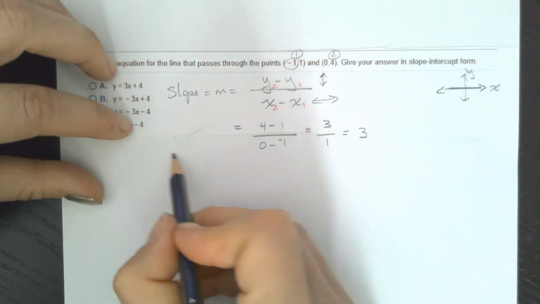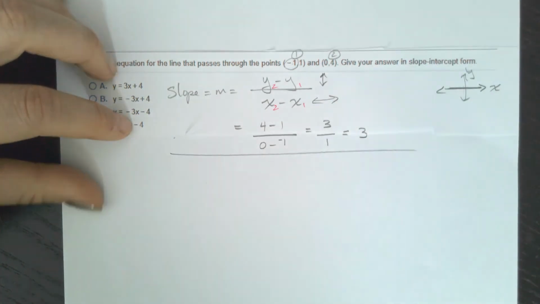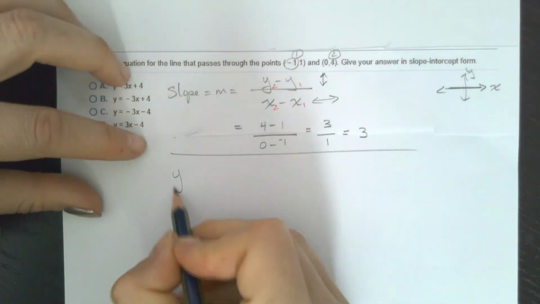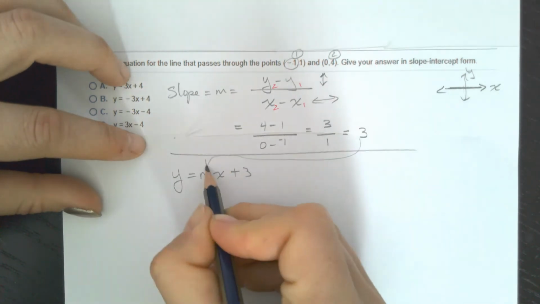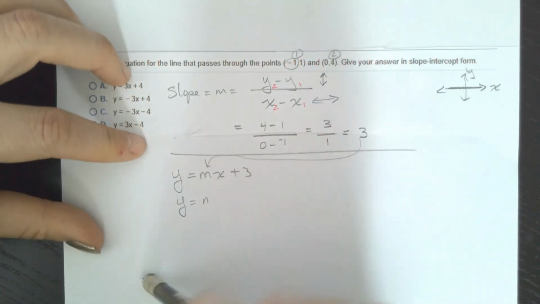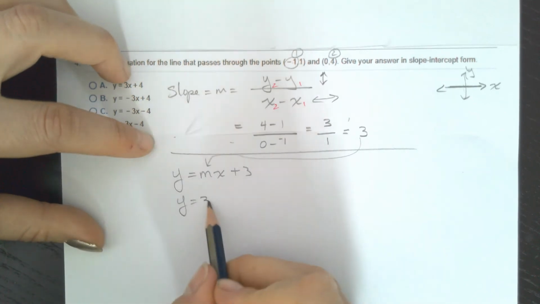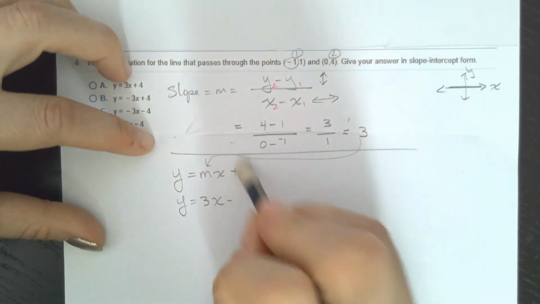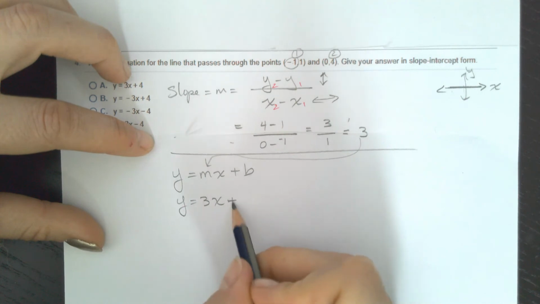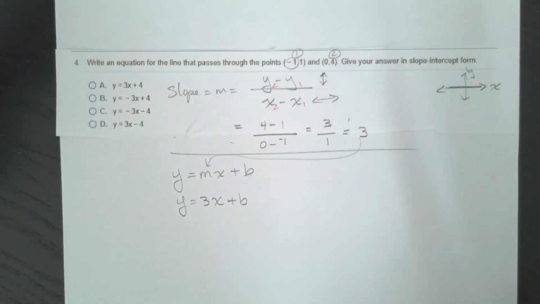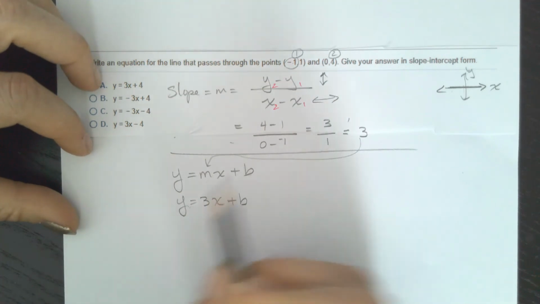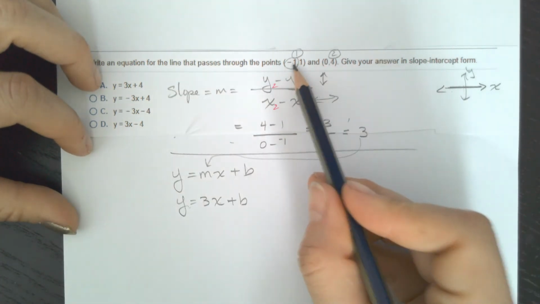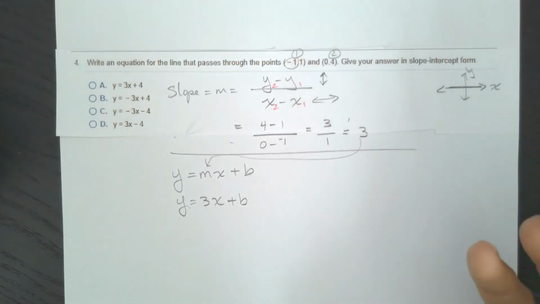Okay, so now that I have my slope, what do I do? Well, let's just write out our favorite equation. If my slope is 3, I can put it in right there. But why did I put 3 here? Okay, so the last question, I just took a point and I substituted in here. Well, do I have a point? Yep. Which point do you want to use? Pick the one that looks easier for you.